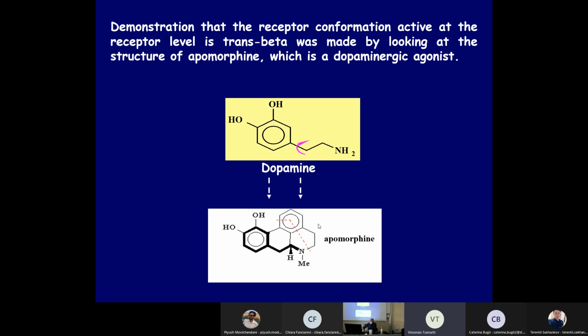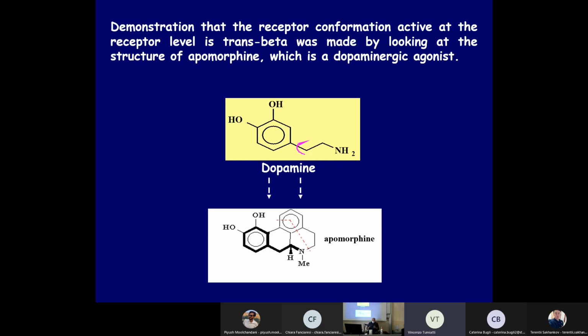This molecule, apomorphine, is very rigid, so we have demonstrated that the active conformer of dopamine is the trans-alpha conformer, because this rigid backbone of apomorphine, which contains the active conformer of dopamine, is a potent agonist and is also more lipophilic, and can reach the CNS.